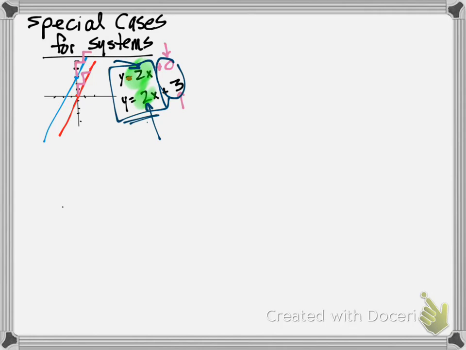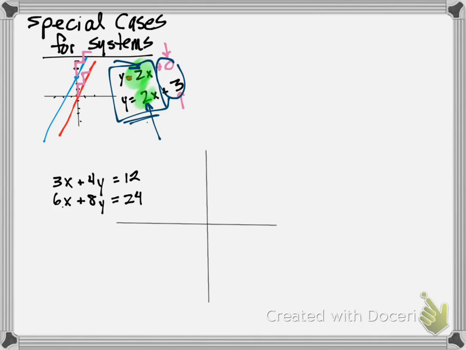So sometimes you get something like this, 3x plus 4y equals 12, and let's go with 6x plus 8y equals 24. So let's go ahead and graph these two equations. If I think about this one, I can do the little trick with the x-intercept. That should be 1, 2, 3, 4. And the y-intercept would be 1, 2, 3.